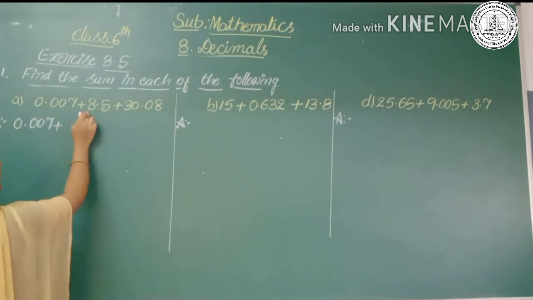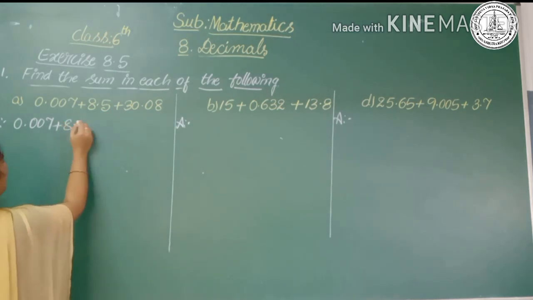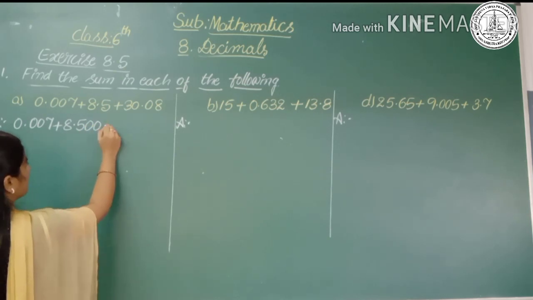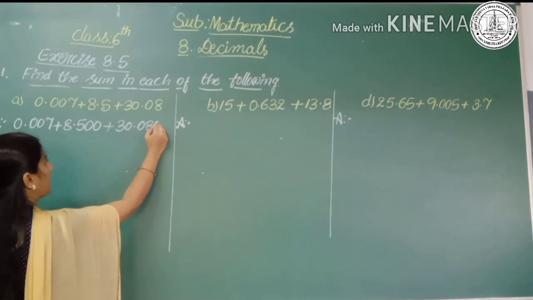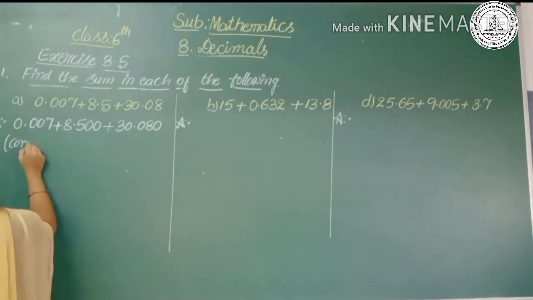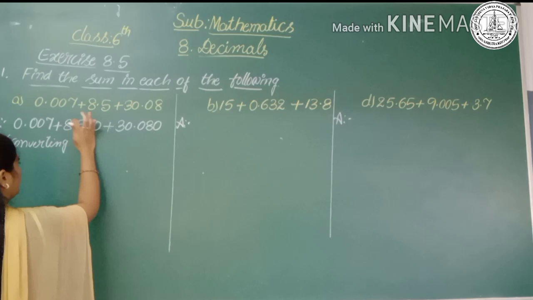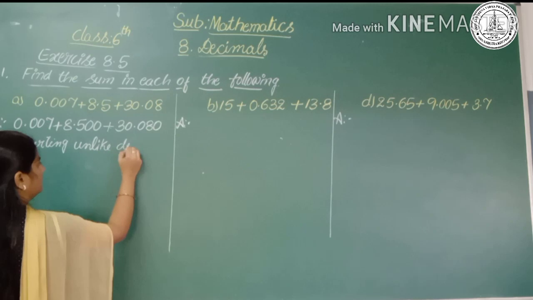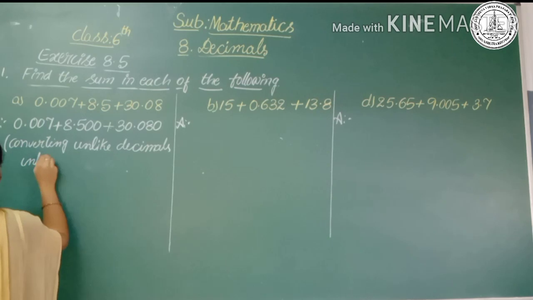0.007 plus 8.5. Here 8.5 has tenths, so up to thousands we add 0 in hundreds and 0 in thousands. Plus 30.08. 8 is in the hundreds place, add one 0 and it will be thousands. In the bracket write down: converting unlike decimals into like.